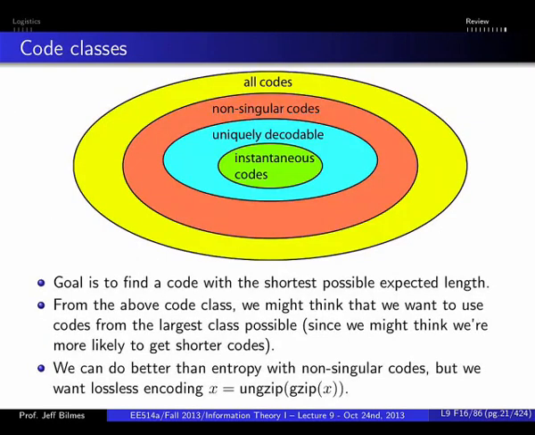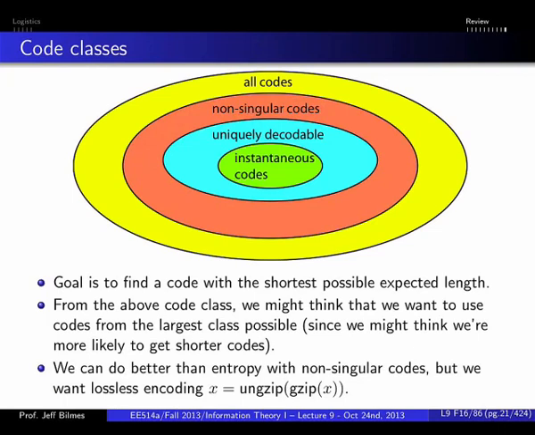So these are essentially a set of constraints. Again, we have the code classes. We have all possible codes, which could be singular. We've got the singular codes, which is a subset. The uniquely decodable codes are a subset of that, and the instantaneous codes are a subset of that still.